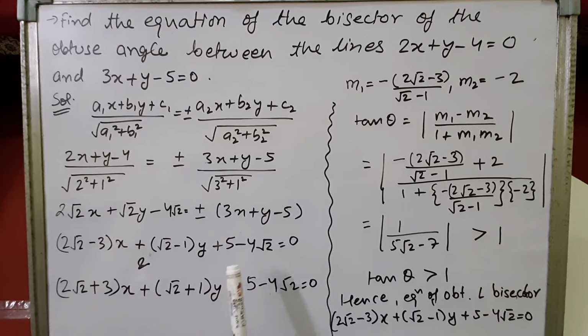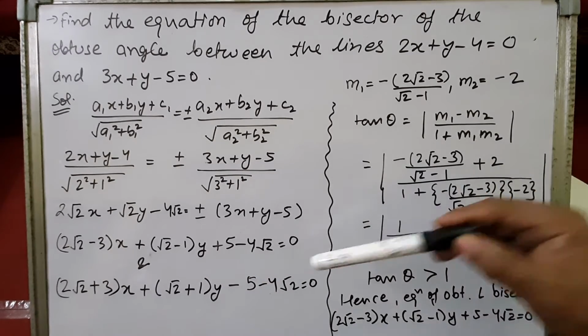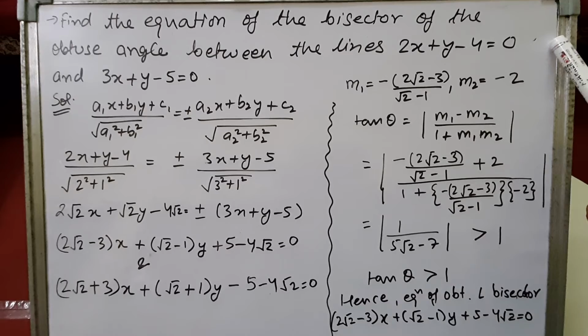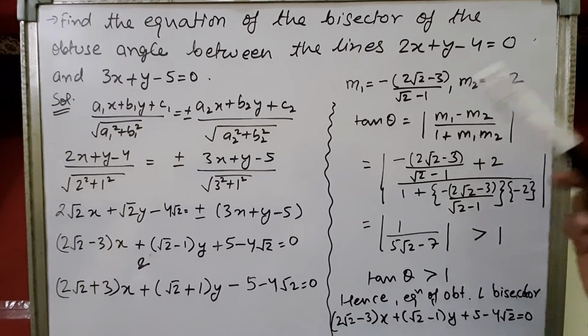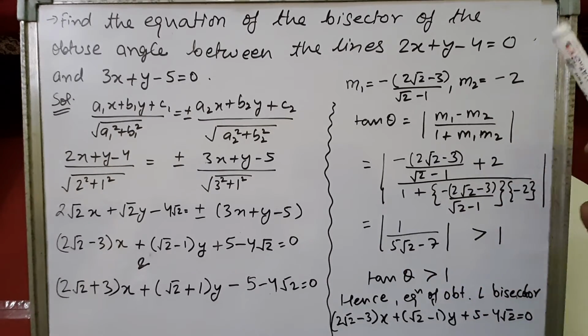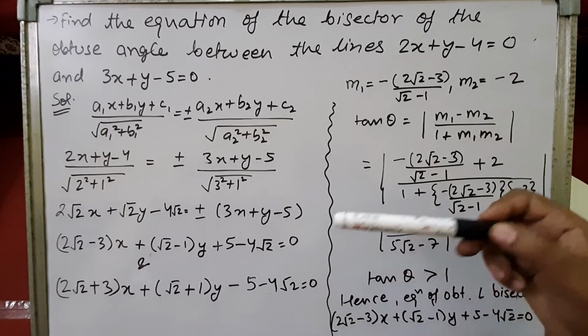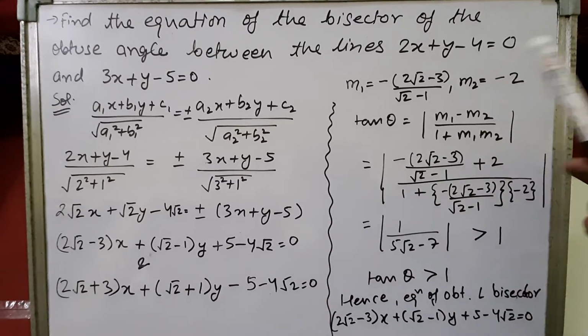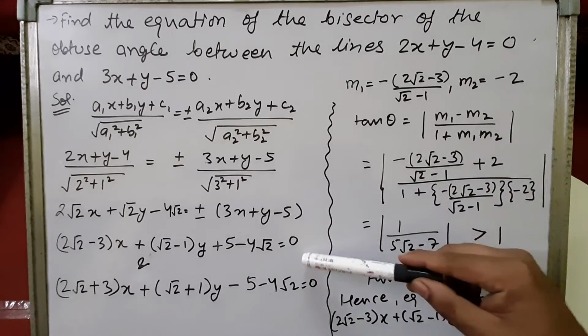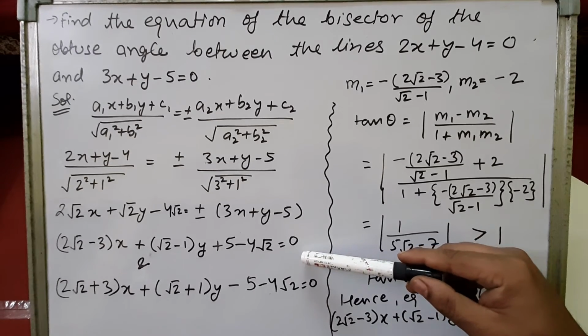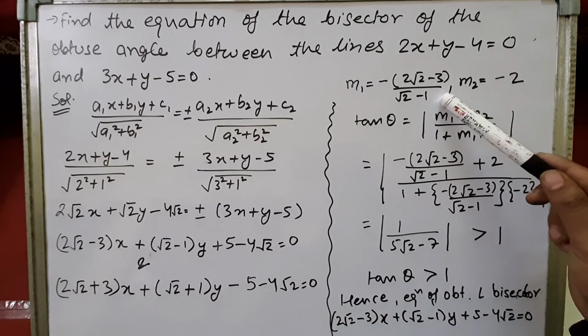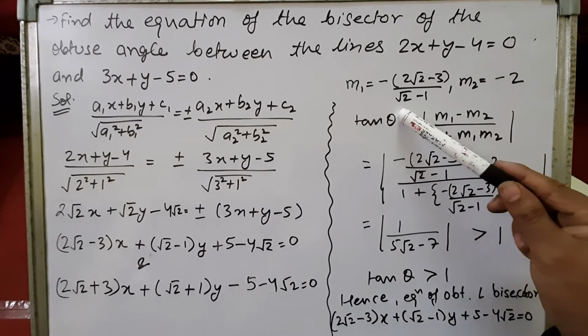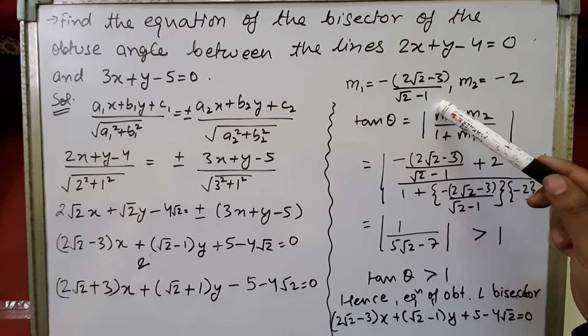I've taken this first equation and the given line 2x plus y minus 4 equals 0, and I'm calculating the angle formed between them. This is one equation of a line, this is one equation of an angle bisector, so we can pick any of the equations. I have picked these two randomly. When we calculate the slope of this equation, I've considered it as m1, so the value of m1 will be minus (2 root 2 minus 3) upon (root 2 minus 1).